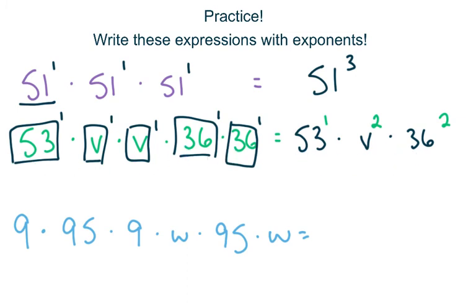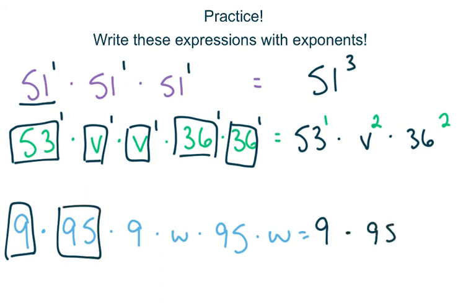So if you haven't already, go ahead and try this last example, then press play when you're ready for me to walk you through. Okay, so you should have just tried that. What I want to do is go through and identify what my bases are. So I have a base of 9. I have a base of 95. That's a different number. 9 and 95 are 2 different numbers. And I have a base of W. So those are my 3 different bases.